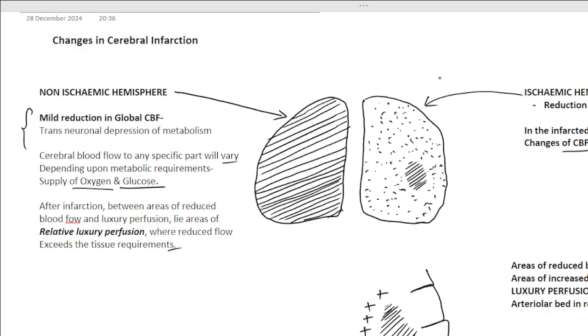But when we talk about this, a small area here where the infarction has happened, when we see into detail, what is happening here? Areas of reduced blood flow are bordered by areas of increased blood flow. That is what is called luxury perfusion. Due to what? Due to this particular thing. I have written the plus, right? This is the reason I have written plus. Why? Because this is a vasodilation. This brings more blood in the arteriolar bed or capillaries in response to lactic acidosis.